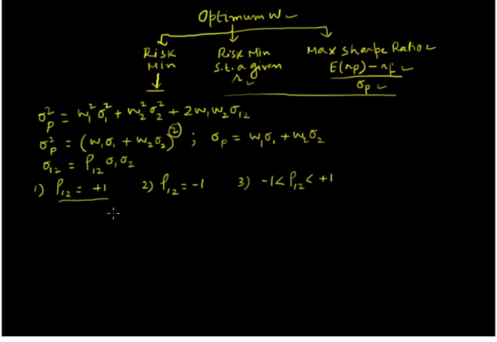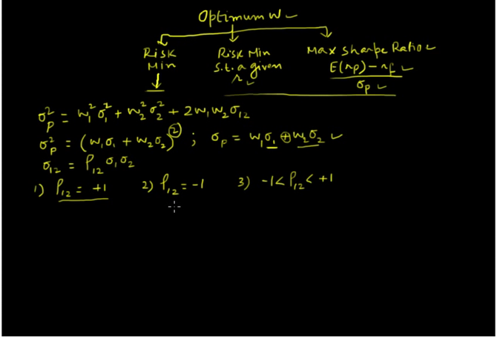Therefore, the standard deviation of the portfolio is going to be this. If we are already tolerating this amount of risk from the first asset, then combining this asset with another positively correlated asset is just going to add on to our risk. So there is no diversification benefit. There is no risk minimization here.